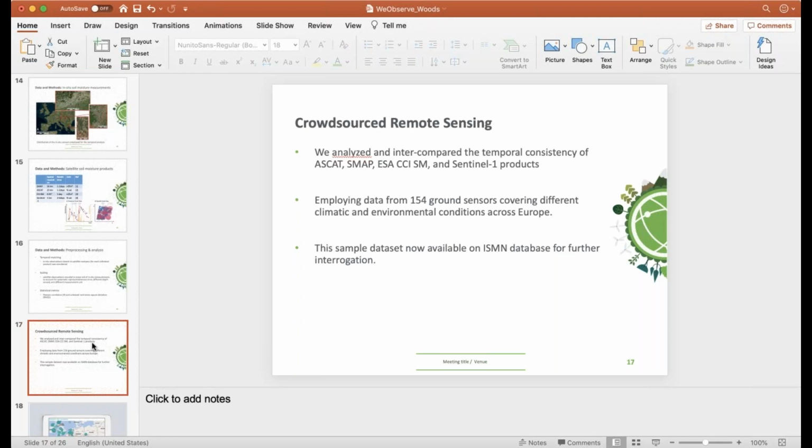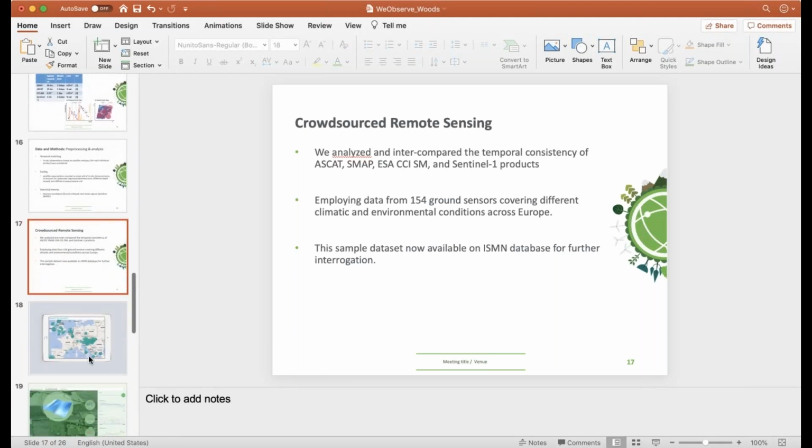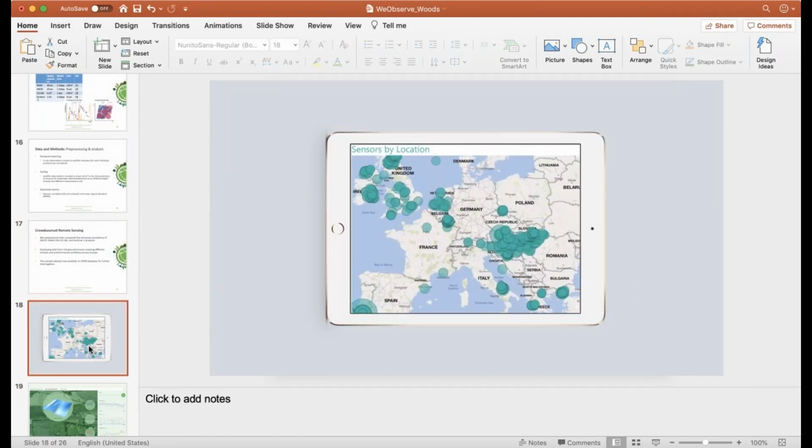And for those of you who are interested, this sample data set is now available on the International Soil Moisture Network database, and you're able to download it for further interrogation. For the project as a whole, because obviously this was a subset of sensors that we used, we had by the close of the project over 6,000 sensors placed and returning data. The sensors this study was built on were a much earlier subset that had already achieved more than 1 year placement in the ground.